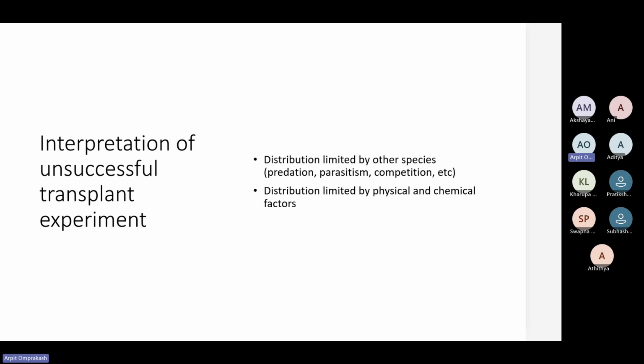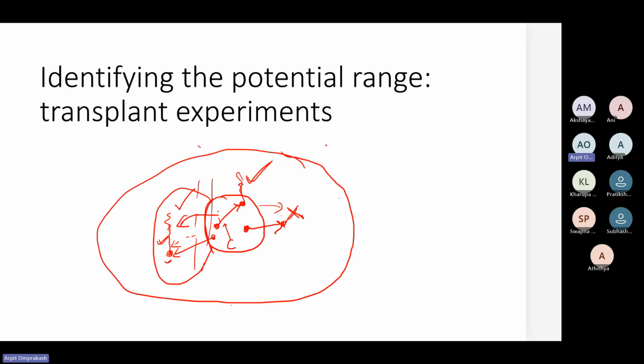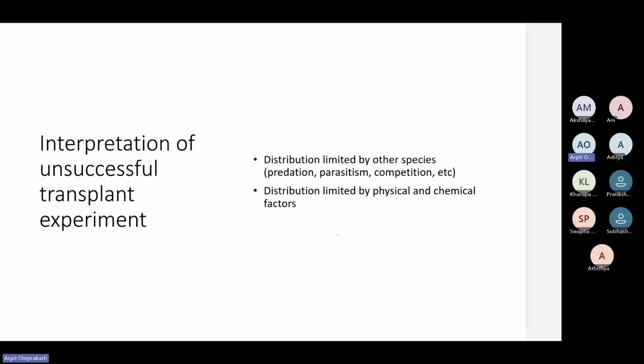So what if we have an unsuccessful transplant experiment, like the second case here? If you have an unsuccessful transplant experiment, that means the distribution can be limited by other species, due to predation, parasitism, competition. So we might have more predators in the nearby area, or parasites or pests in the nearby area, or more competition from other similar species. Or the other thing might be the physical and chemical factors, such as temperature, pH, salinity, and all these abiotic factors might not be suitable for the plant to grow.